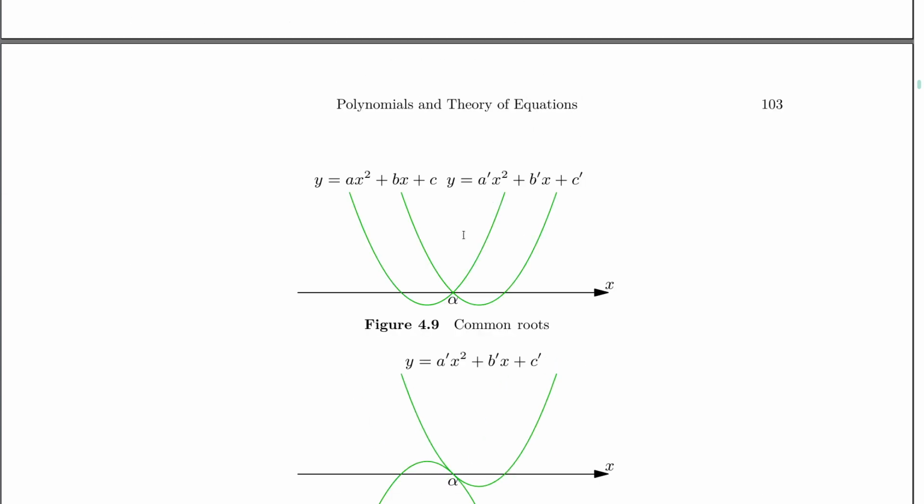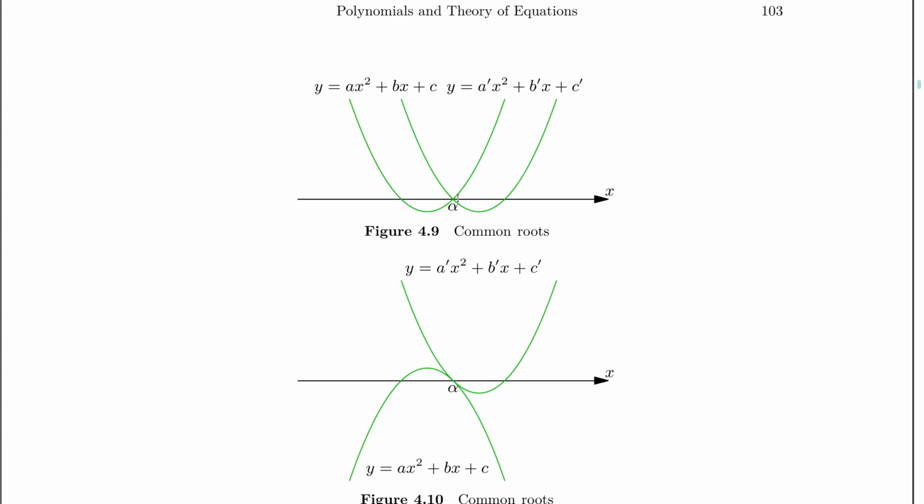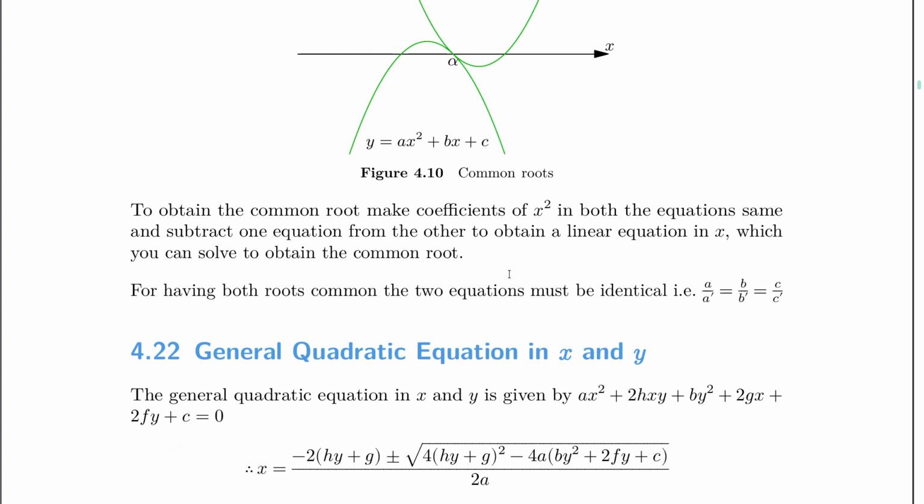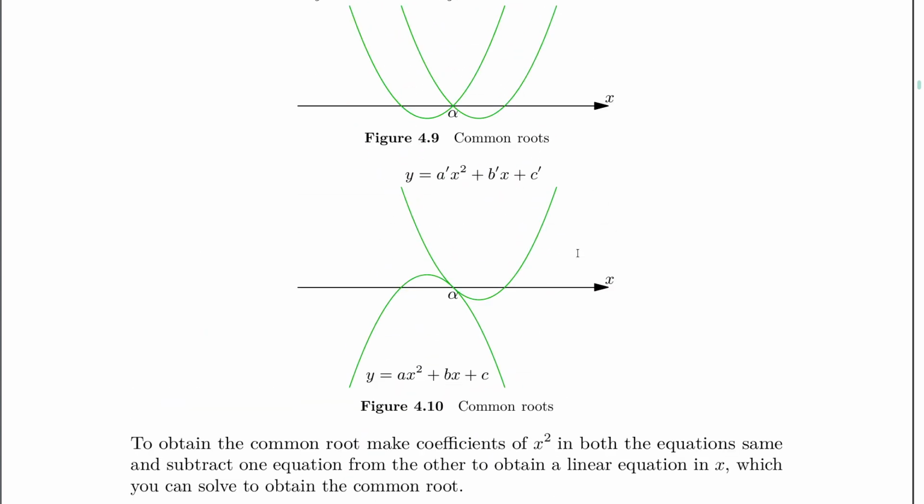Now, if you want to see this in a picture, this is one equation, this is another equation, two parabolas intersecting once. In that case, alpha will be a common root. The point of intersection will be a common root. Now, they can have only one common root if they touch each other, just like shown here. If they touch each other once, they will have one common root. In that case, the condition would be a by a prime is equal to b by b prime is equal to c by c prime if both roots are common.